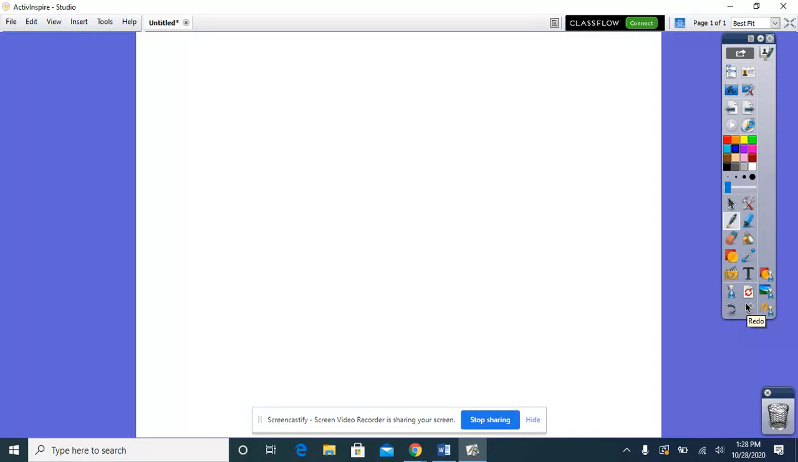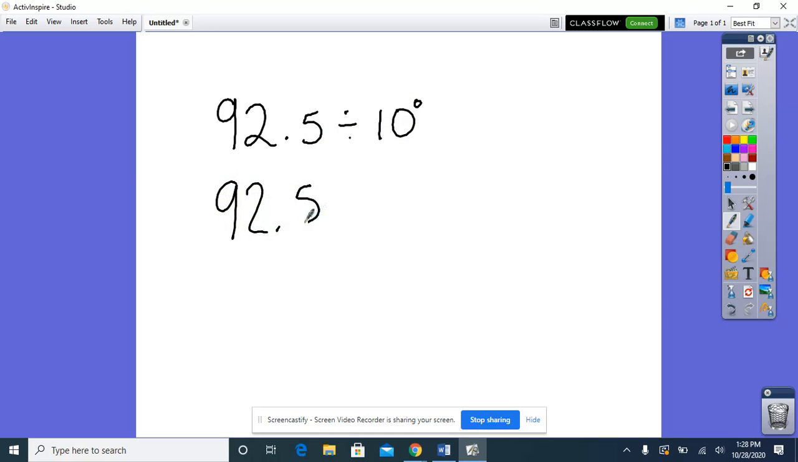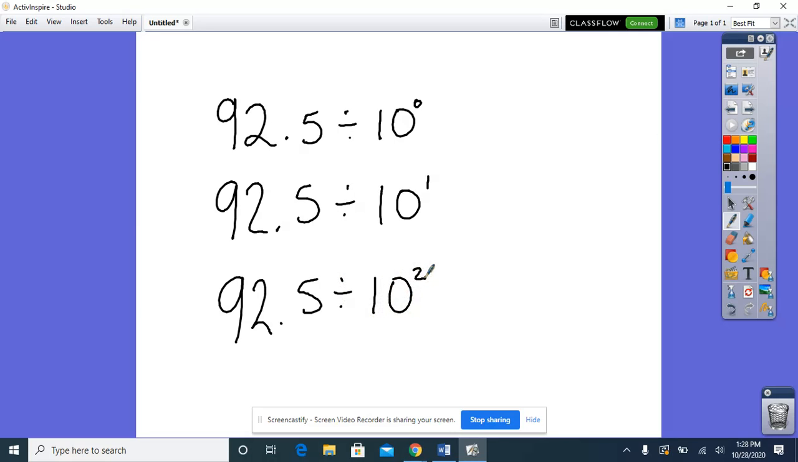Now let's look at one that is a decimal divided by powers of 10. We're going to look at number 9 on page 293. I'm going to have 92 and 5 tenths divided by 10 to the 0 power, 92 and 5 tenths divided by 10 to the first power, and 92 and 5 tenths divided by 10 to the second power.